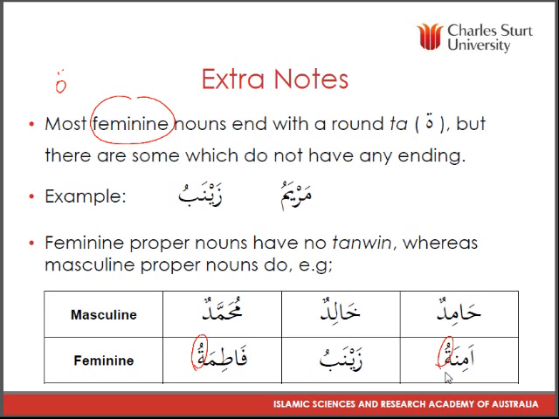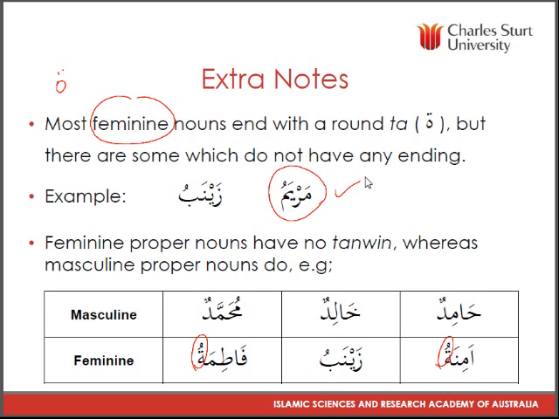But there are some which don't have any ending, like any te at the end. Maryamu. It is a proper noun for female, isn't it? Feminine. But it has no te at the end. But by nature, because it is a feminine name, we accept this one as feminine as well. You cannot say this has no te, it is not feminine. It is also feminine. These are exceptional. But the same rules are applied.